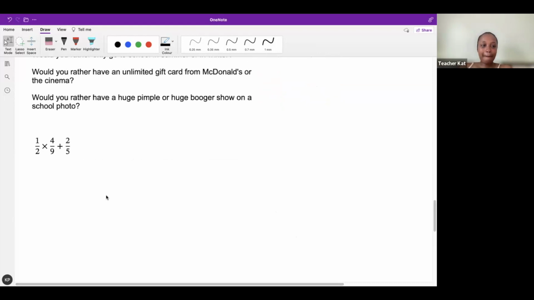Let's continue. So with this next one, where do you guys think we will start? We don't have brackets in this case. So where do you guys think we will start? Multiplication. Beautiful. Multiplication. Okay. So let's multiply. Wait, do we have common factors? A half times 4/9. Are there common factors here?